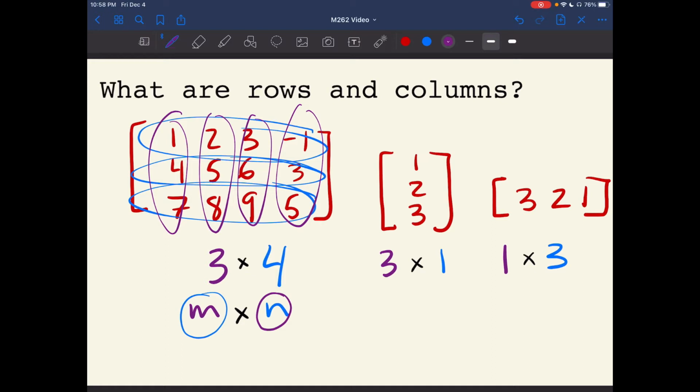And similarly, we can look at more examples where we have 1 row, 2 rows, 3 rows, and 1 column, making our matrix a 3 by 1. And here we only have 1 row, but we have 3 columns. So this makes our matrix a 1 by 3.